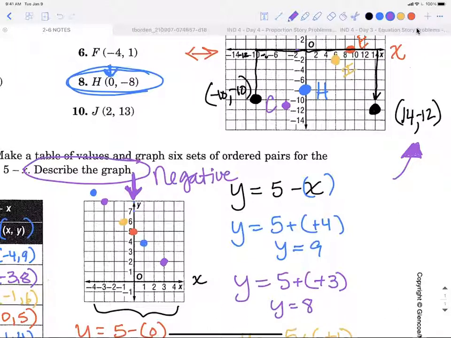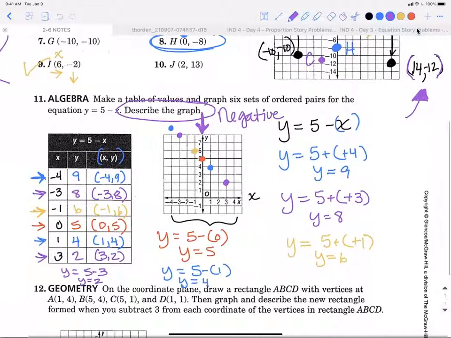When you're writing ordered pairs, make sure you use the parentheses and the comma separating the X and the Y, and always write your X first. And then on the bottom, make sure you show all the work for all of the different ways or all of the different points that you feed in the X and you get the Y.